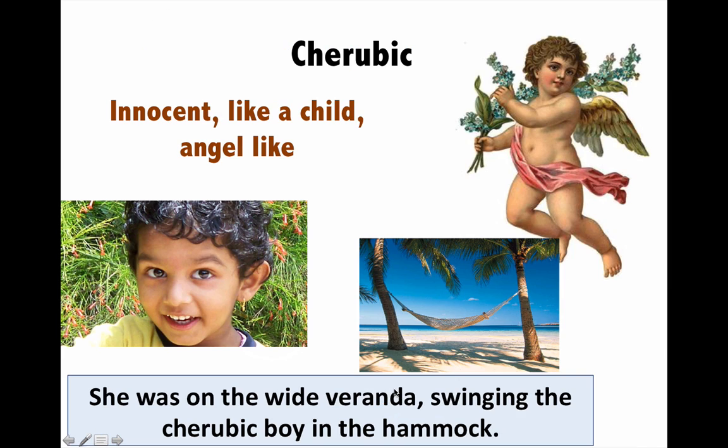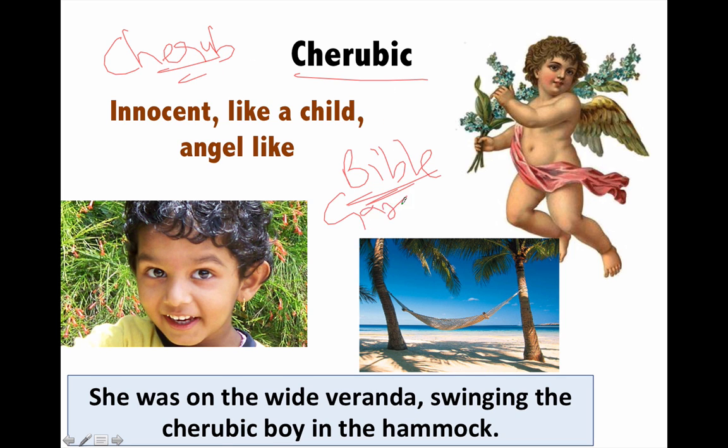Next is cherubic. This word is derived from cherub. And what is cherub? This word is mentioned in the Bible. There was a garden of God called the Garden of Eden. And this particular fellow is called cherub in Christianity. He was the protector of the Garden of Eden. And he was a very cute boy, very angel-like, a very innocent child. So any child, any person or anything that is like a child, very innocent, very cute, then we say cherubic.